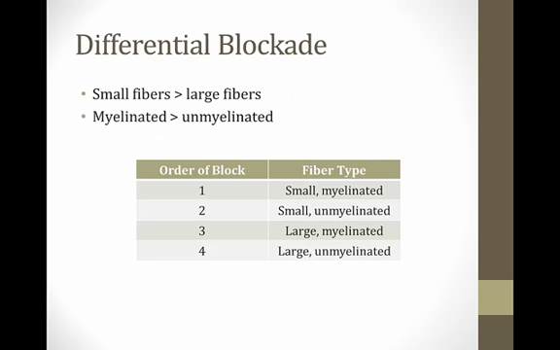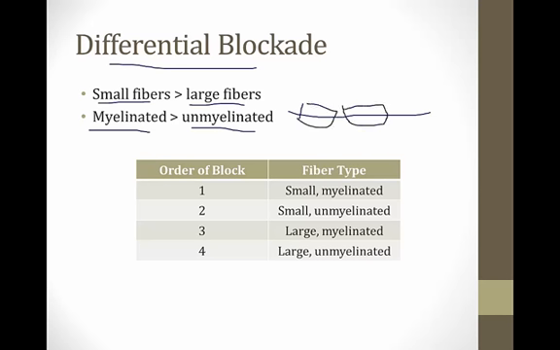Local anesthetics exhibit a property called differential blockade, and this means that certain types of nerve fibers are blocked more effectively than others. So small fibers are more blocked than large fibers, and then myelinated fibers are more blocked than unmyelinated. And you might wonder why this is true, but if you remember, axons have something called nodes of Ranvier between myelin. So if this is myelin and myelin here, there's a node of Ranvier right here. If local anesthetics block the sodium channels here, they've essentially blocked this entire length of the neuron.